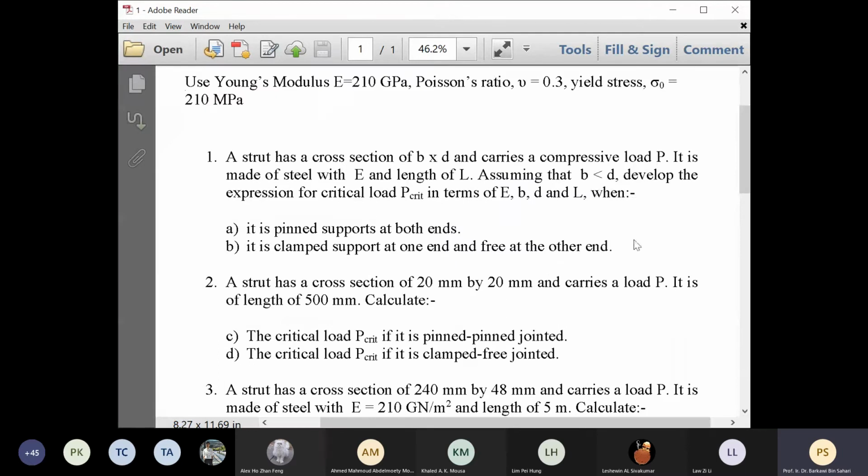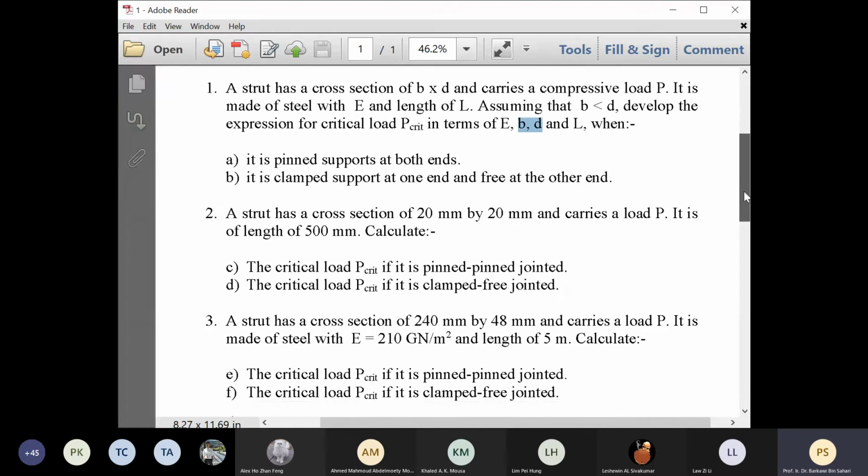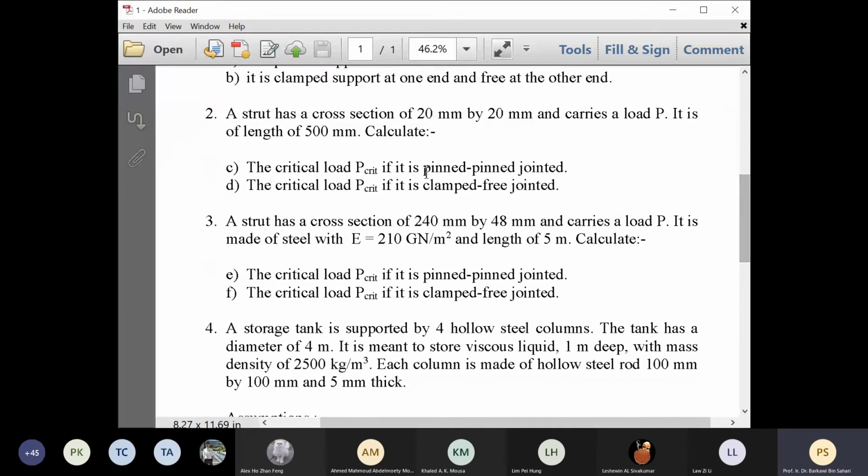As I said, question number 1, you just take the equation and fill in the blank. It's given B times D times L, you calculate I from there, the I values, and then put into the critical load equation. So it's not quite a test. It's an exercise to give you the value. The application type related to design is these are the different boundary conditions, different K values for the same equation. Just put it in.